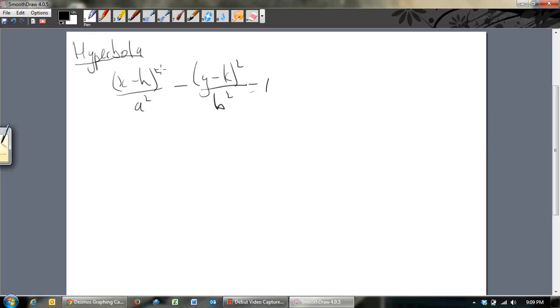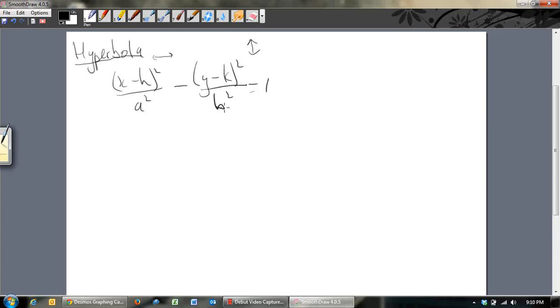Again, what does h do? It moves the centre left and right. What does k do? It moves it up and down. What does b do? What does a do? It's a little harder to think about as far as a hyperbola, but a still stretches it in the x direction. Same with b, it stretches it in the y direction. It's just a little bit harder to think about.